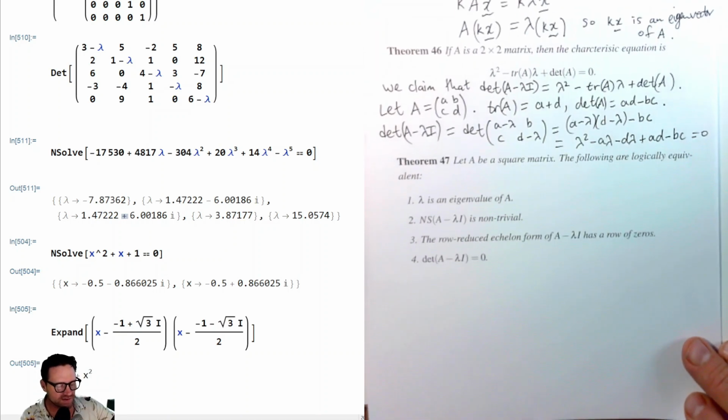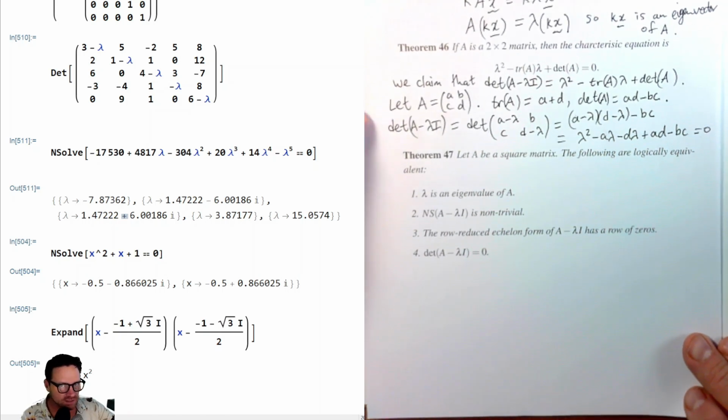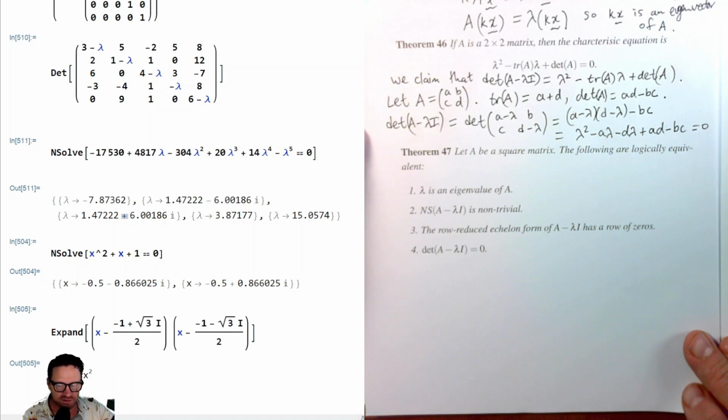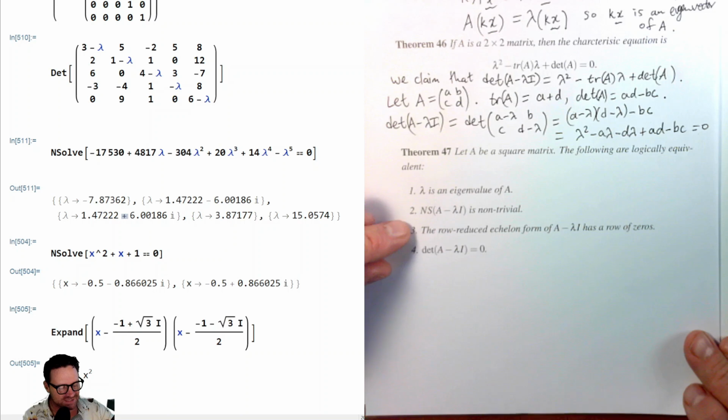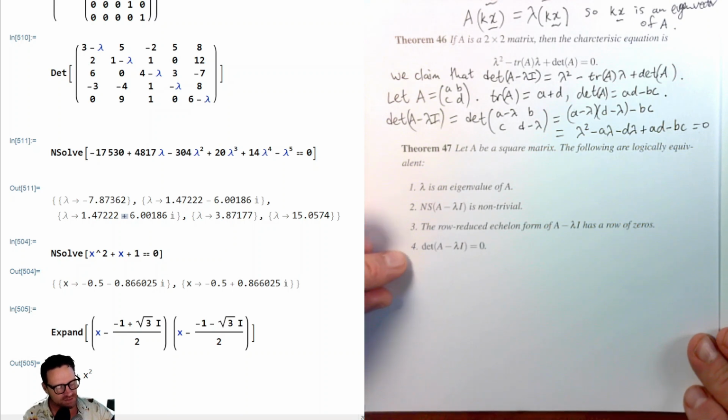Okay, theorem 47. Let A be a square matrix. The following are logically equivalent. One: lambda is an eigenvalue of A. Two: the null space of A minus lambda I is non-trivial. Three: the row-reduced echelon form of A minus lambda I has a row of zeros. And four: the determinant of A minus lambda I is 0.